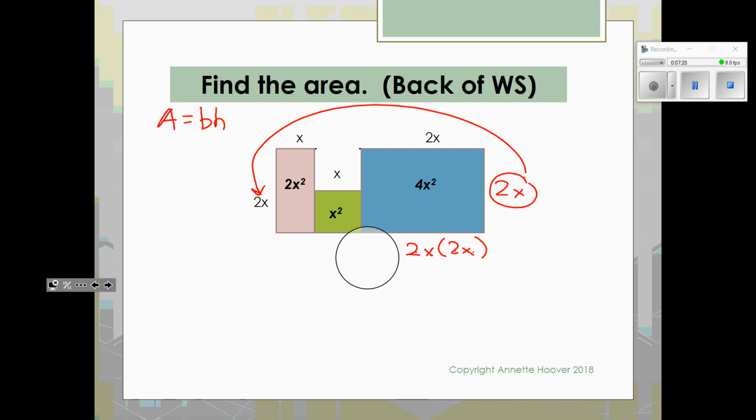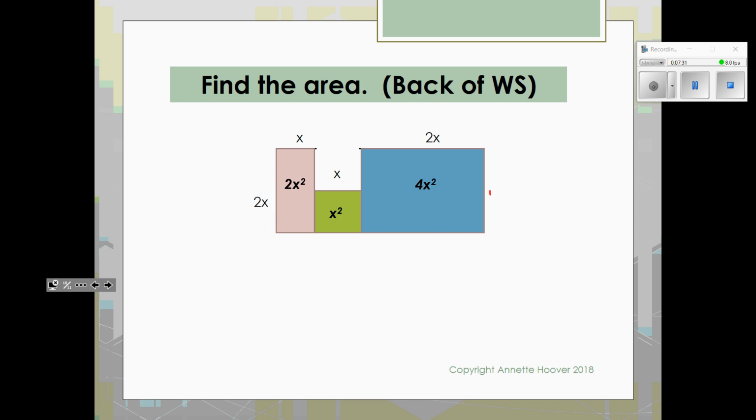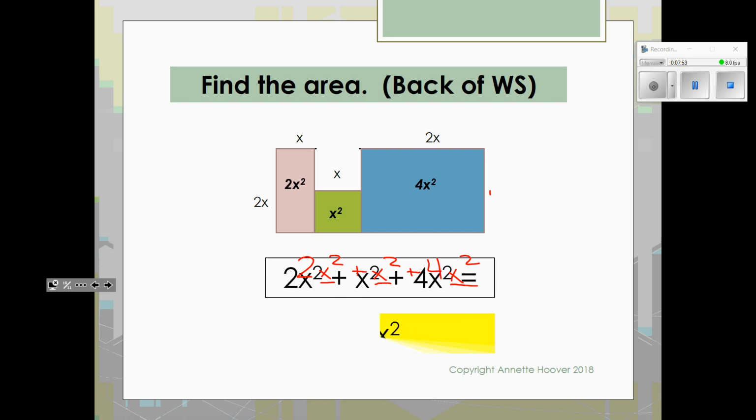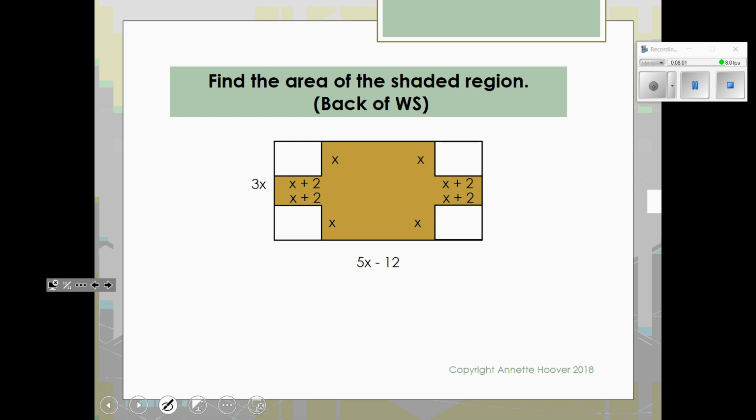Now all I have to do is simply add together the 3 rectangles. Well, one of them is a square. 2x squared plus x squared plus 4x squared. When adding with polynomials, we learn to look for like terms. All of these are x squared, so they're all like terms. And when I add them together, I get 7x squared as my final answer. This is also on the back of your worksheet as an example of how to figure out the area of a shaded irregular shape.